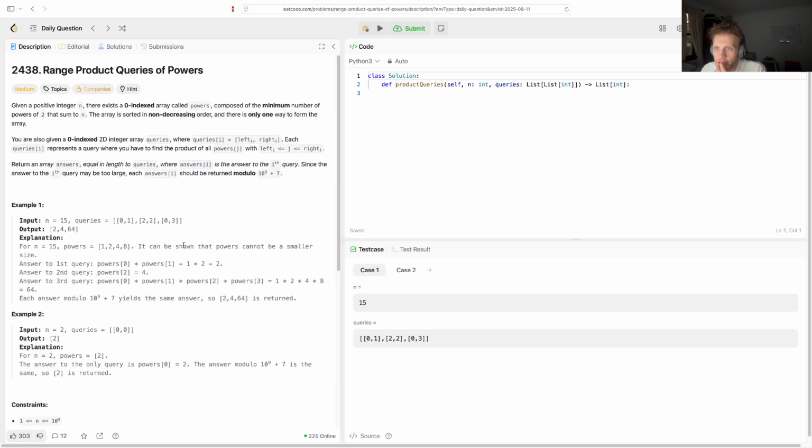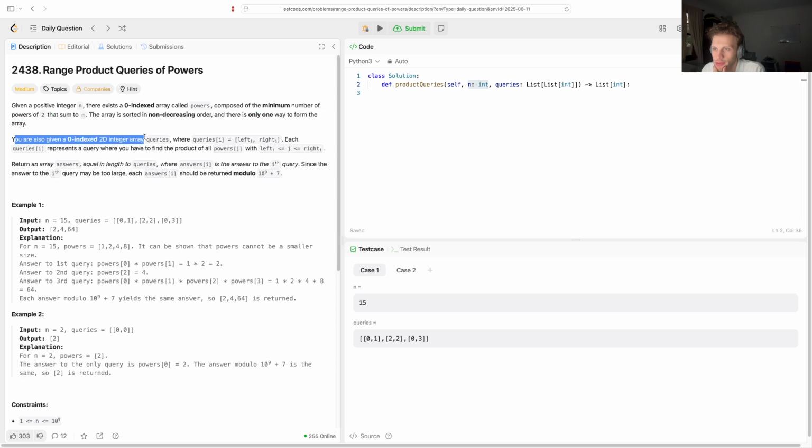10 to the 5th. Okay, so given a positive integer n, there exists a zero index array called powers, composed of the minimum number of powers of 2. We're sticking to this powers idea. We've had powers the last 2 days. So it's composed of the minimum number of powers of 2 that sum to n. The array is sorted in non-decreasing order. There's only one way to form the array.